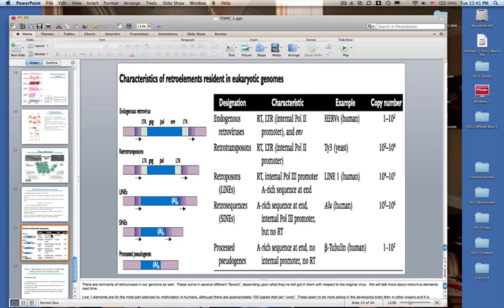So there's an endogenous retrovirus in ES cells, in embryonic stem cells, that actually maintains their pluripotency, and the retrovirus is there and helps to continue to keep them pluripotent.